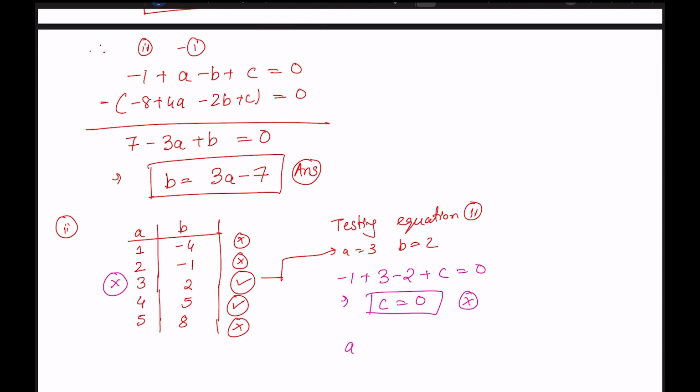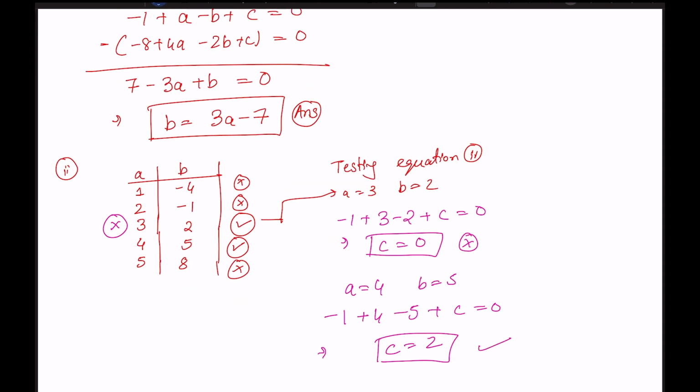Let's test a equals 4 and b equals 5. Minus 1 plus 4 minus 5 plus c equals 0. In this case we are getting c as 2. So c as 2 is a valid solution, obviously. So the only solution here will be a equals 4, b equals 5, and c equals 2. So we have proved it.